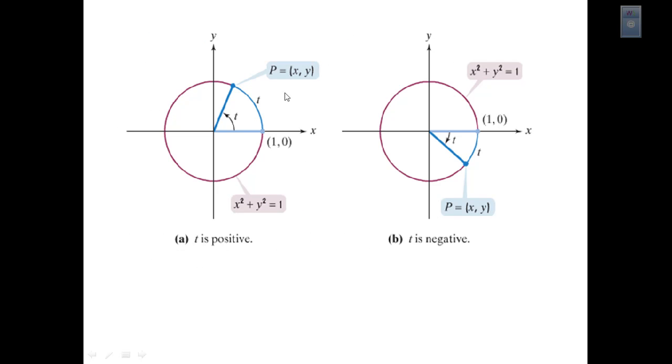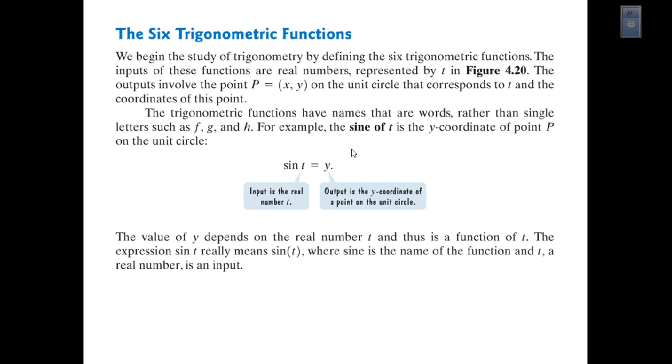This P right here is just the point on the unit circle at the end of the terminal side. That's all it is, so don't get too confused. It's just the x, y coordinate plane point at the end of that terminal side.